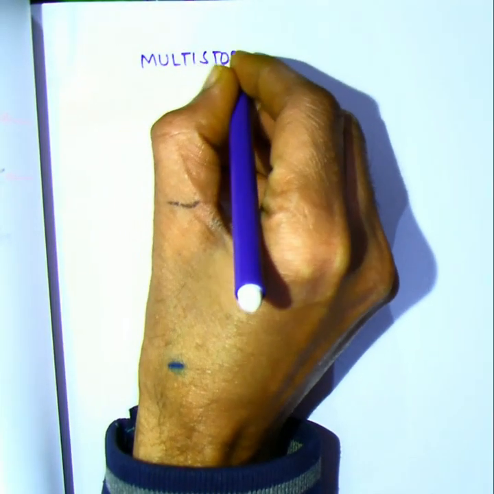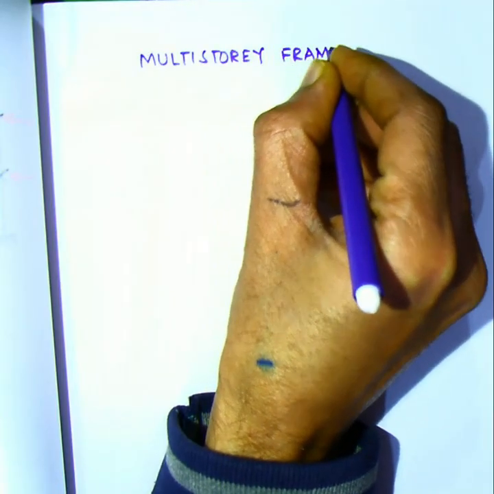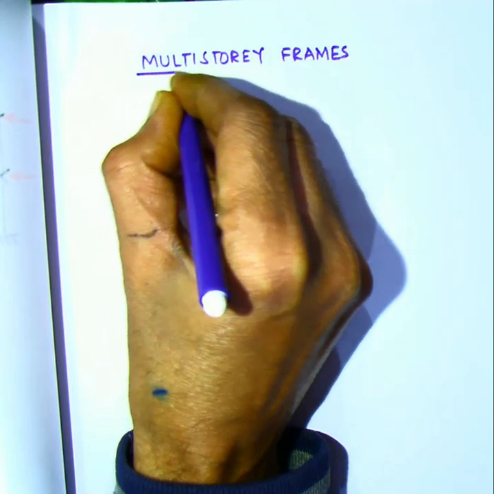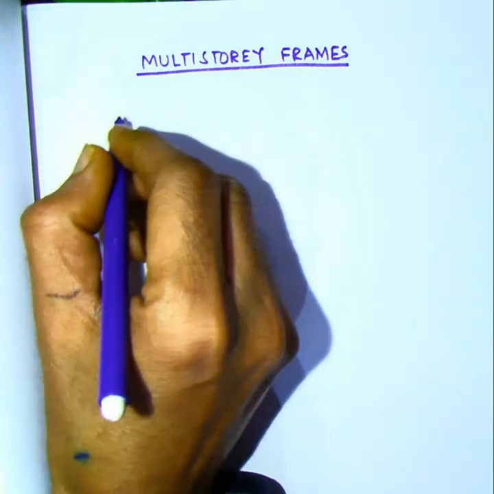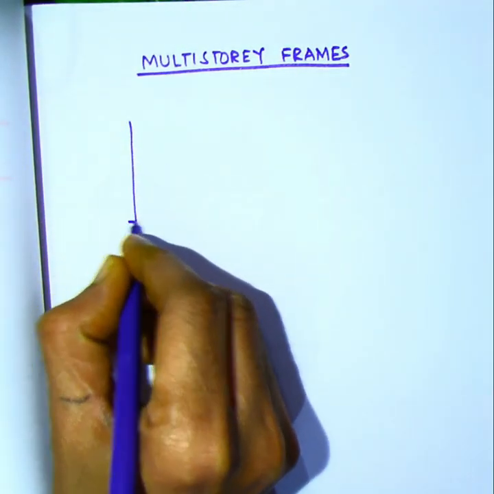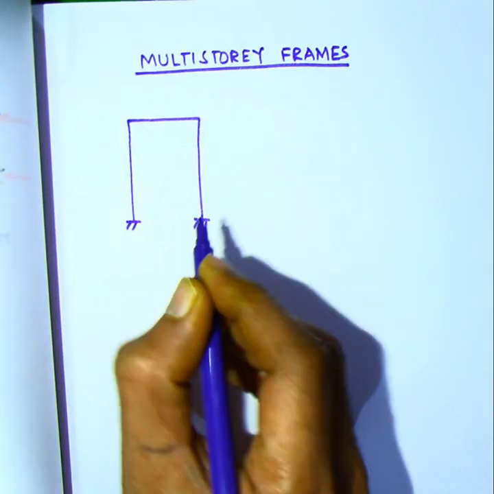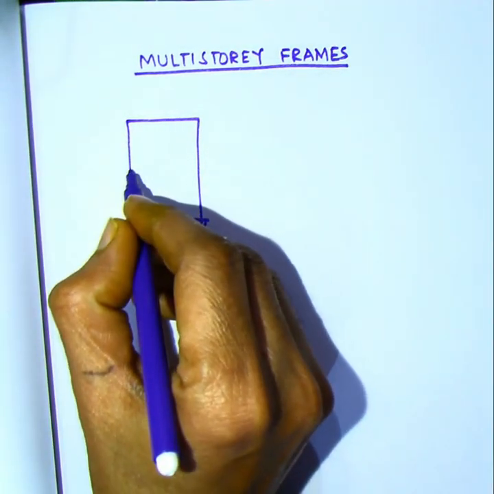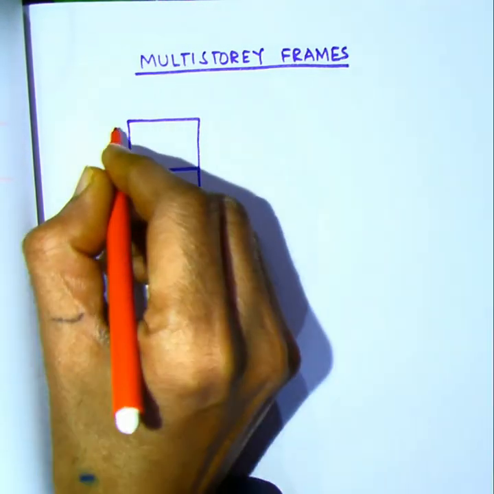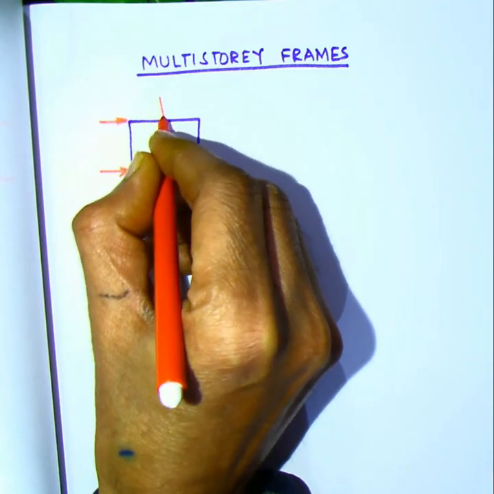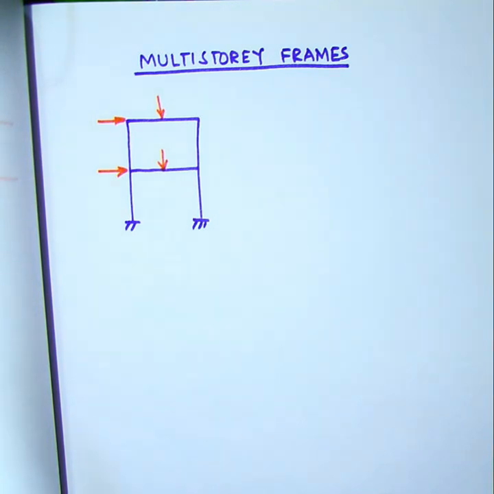Today we are going to extend the plastic analysis to multi-story and multi-bay frames. Let us consider a simple two-story single bay frame under the action of horizontal and vertical loads as shown. Let it be symmetric in the beginning.